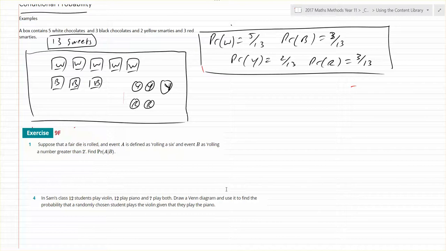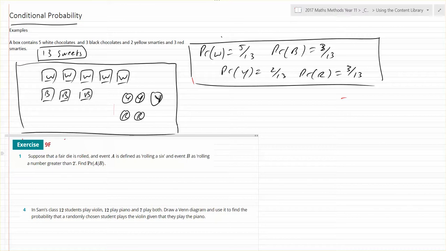This is for year 11 methods. We're going to look at exercise 9F, which is talking about conditional probability. The idea behind conditional probability is that we're given a prior piece of information, and this prior piece of information changes the probability that we calculate. Let's do a simple example.